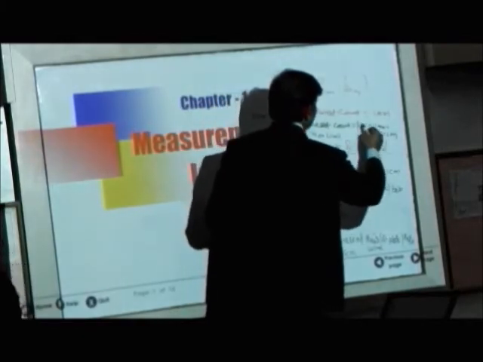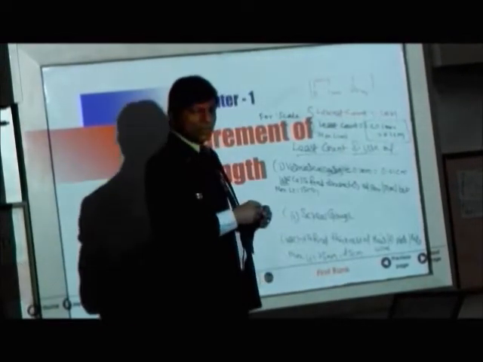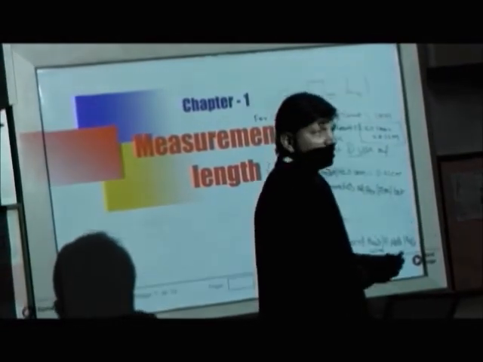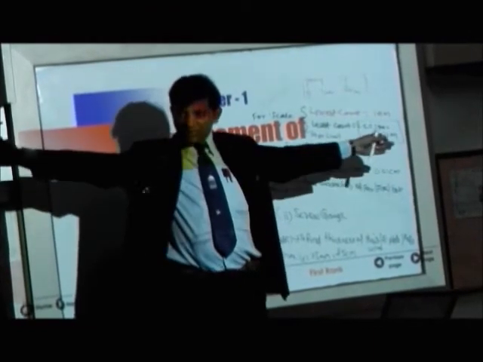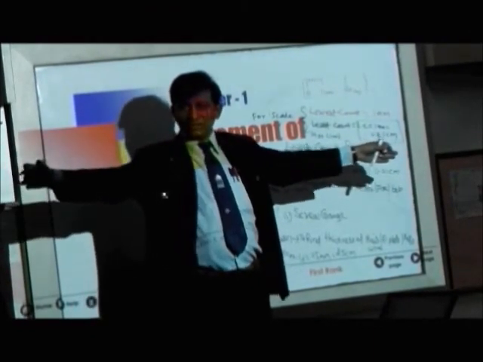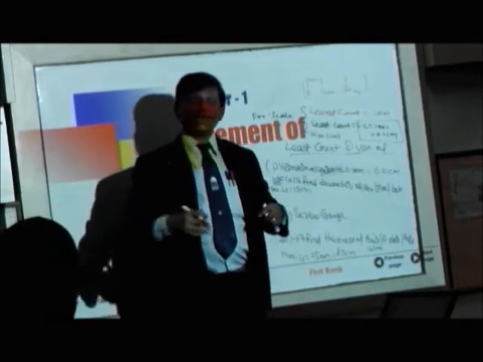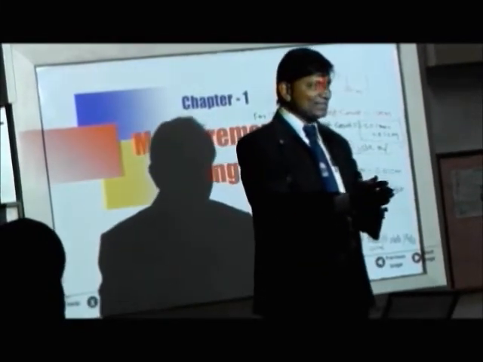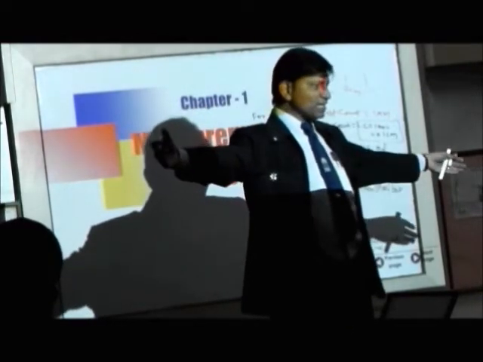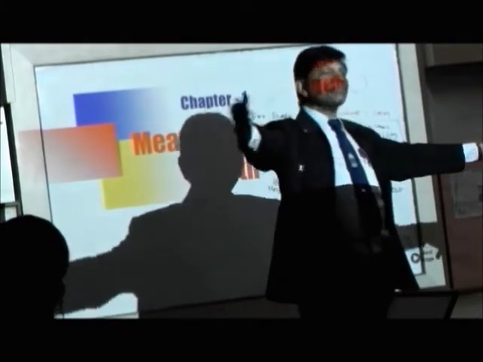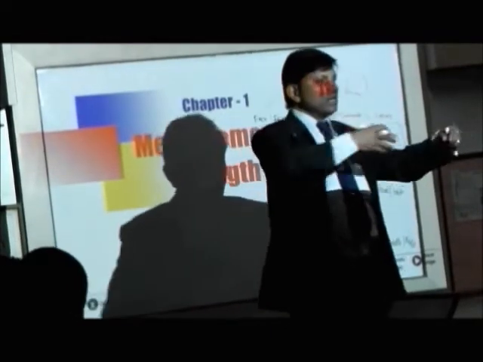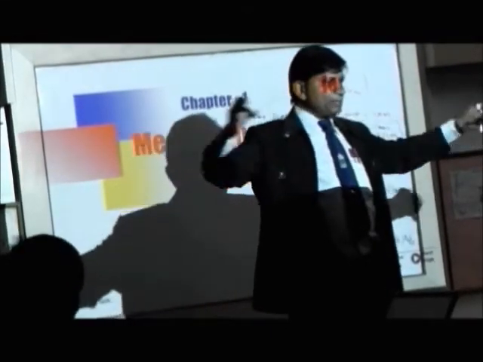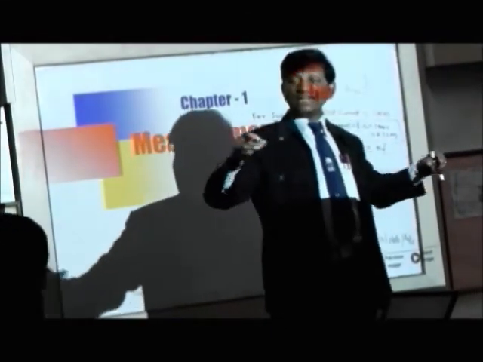What is the maximum limit for a scale? The least count is 1 millimeter. And the highest limit? 100 centimeter. Correct. When I say scale, you have a 1 meter scale, a 15 centimeter scale, and a 1 foot scale, 30 centimeter. You have a meter scale in the lab, which is very long. It is 100 centimeter.